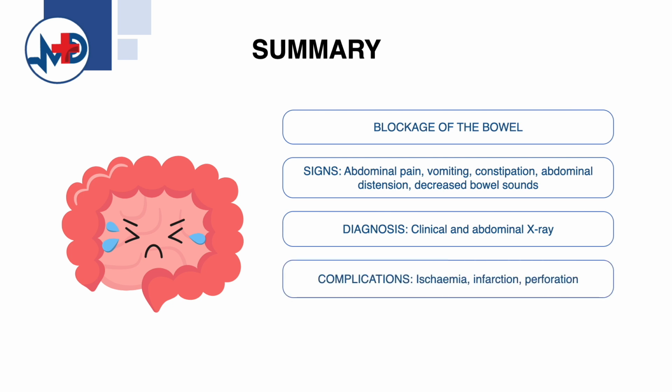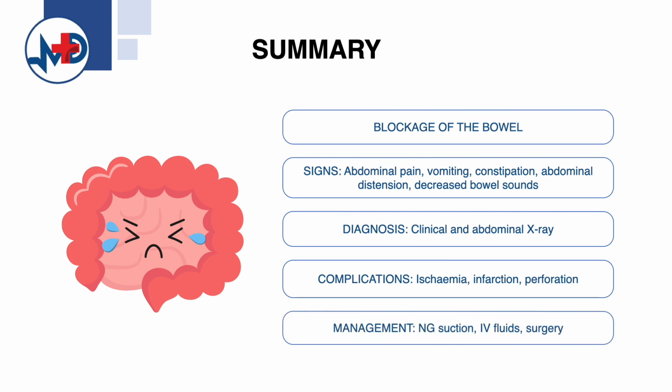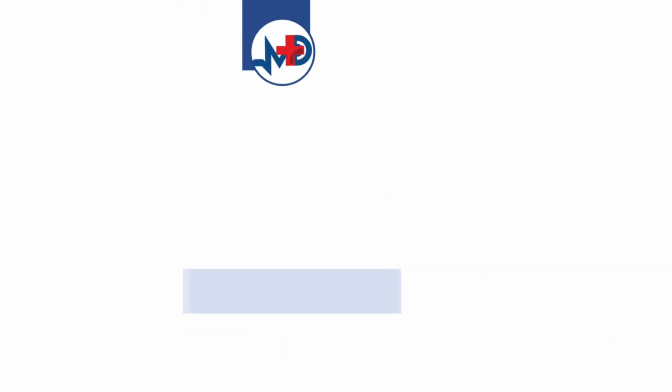Prolonged obstruction can cause bowel ischemia, infarction, and perforation. Nasogastric suction and IV fluids should be administered prior to surgical repair, and surgery can be considered if non-operative management renders no positive outcomes. We have come to the end of this topic.